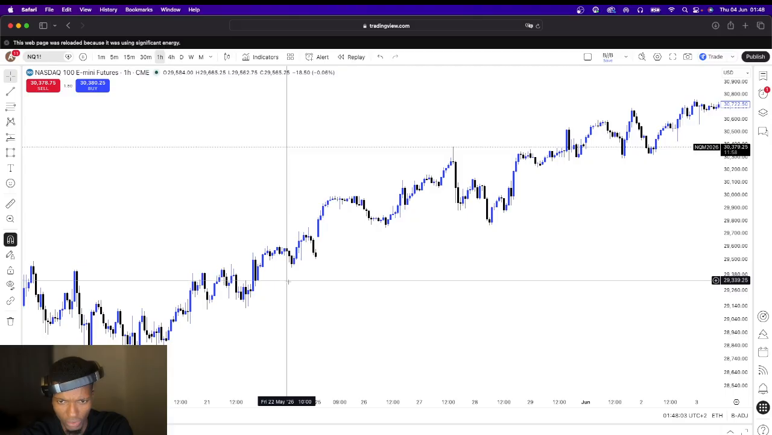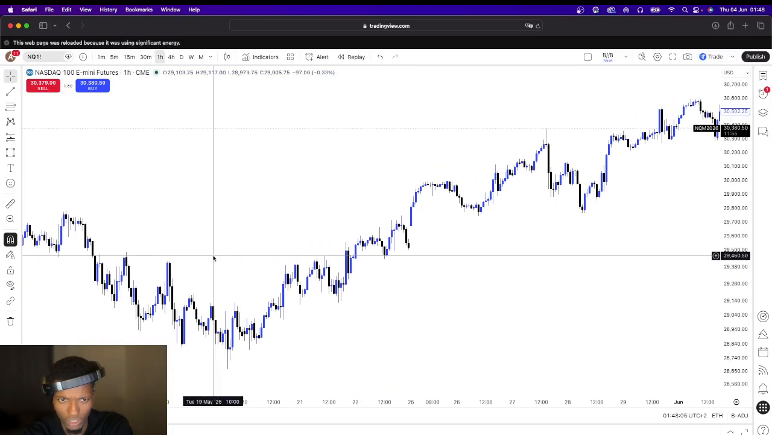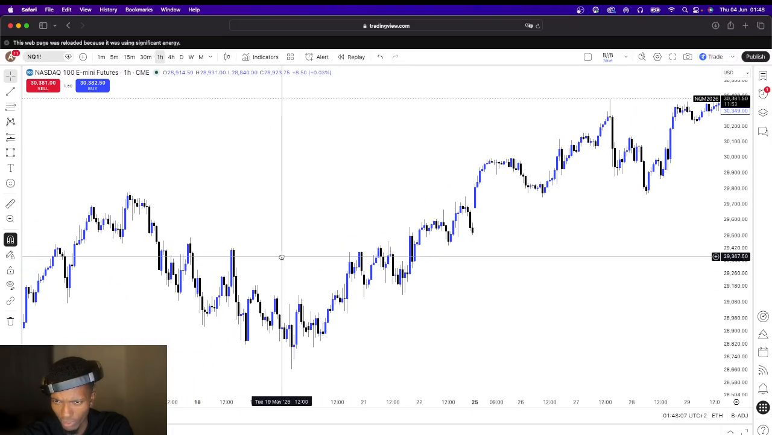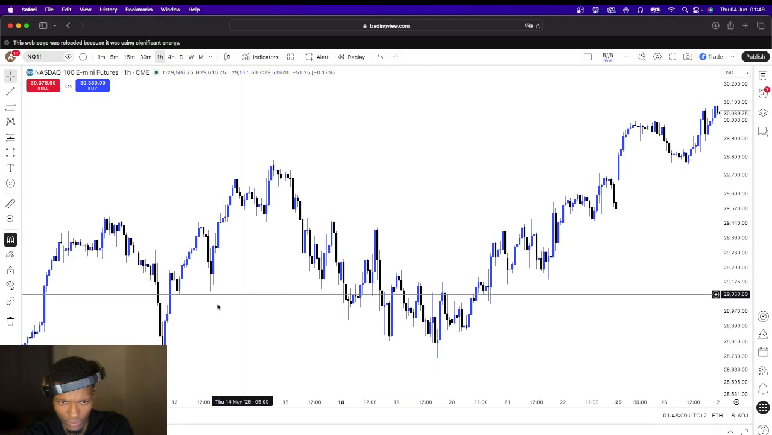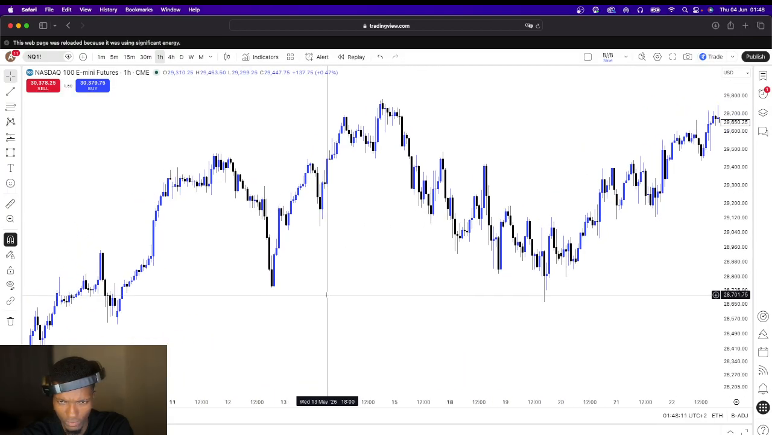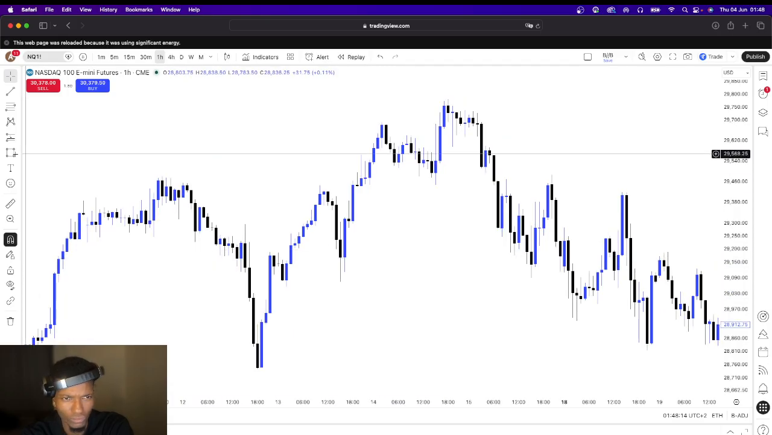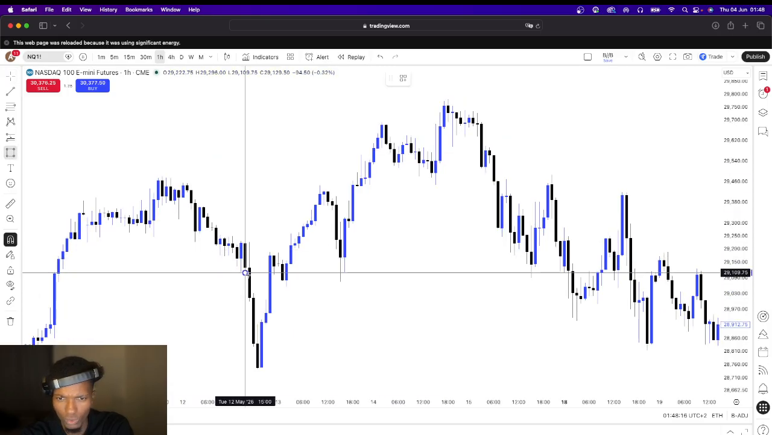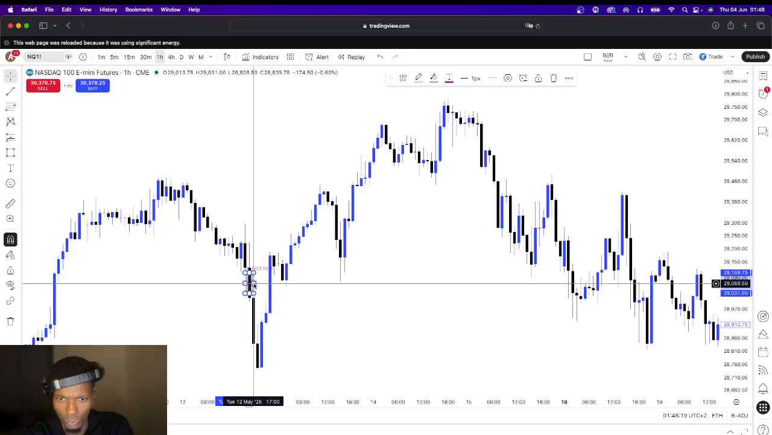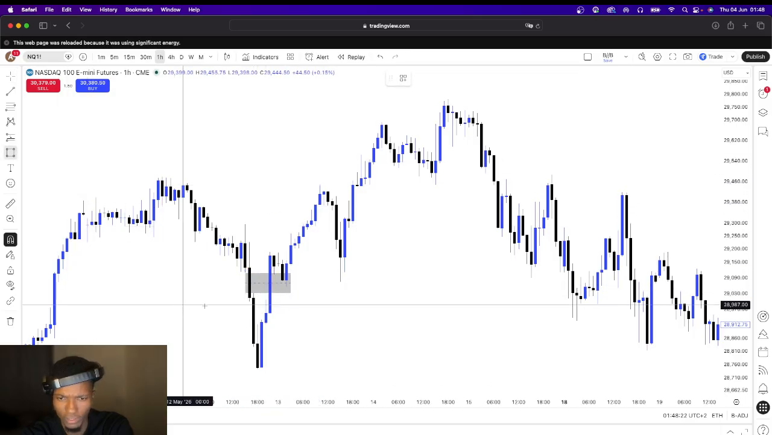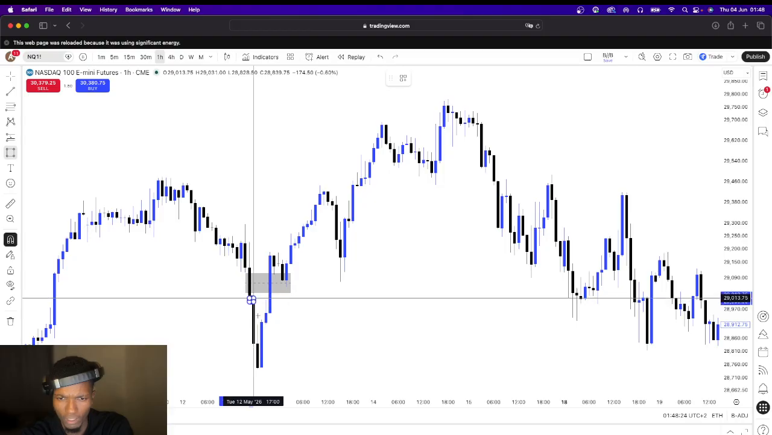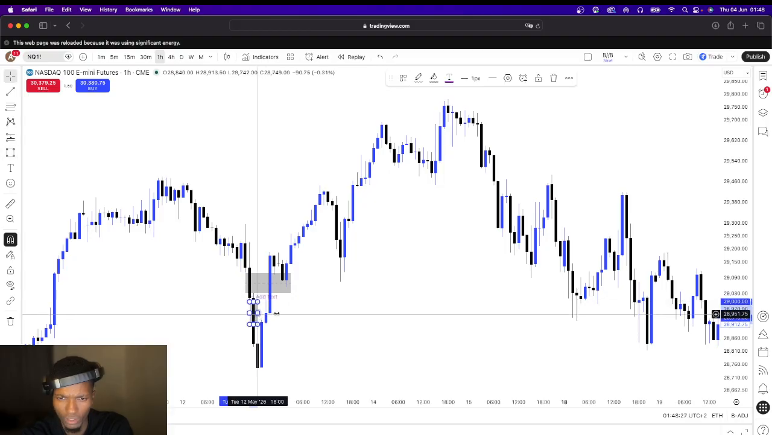So multiple fair value gaps which potentially get inversed. Okay, we have this one here. In this case, we have two fair value gaps. We have one here, right? And then we have another fair value gap there, right?